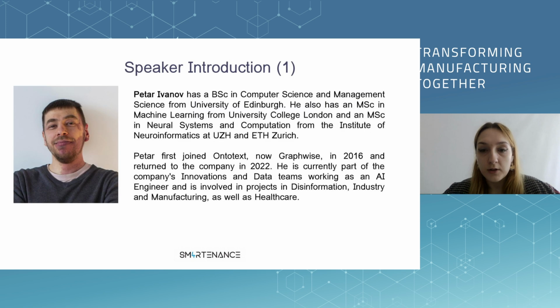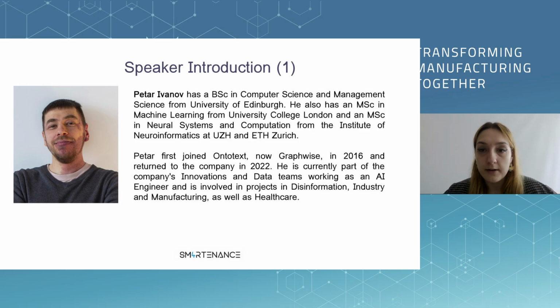So with this, I'm going to start introducing the first speaker, who is Petar Ivanov. Petar Ivanov has a bachelor's in science in computer science and management science from University of Edinburgh. He also has a master's in machine learning from the University College of London and in neural systems and computation from the Institute of Neuroinformatics at UZH and ETH Zurich. Petar first joined Ontotext, now Graphwise, in 2016 and returned to the company in 2022. He is currently part of the company's innovation and data teams, working as an AI engineer, and is involved in projects in disinformation, industry and manufacturing, as well as healthcare.